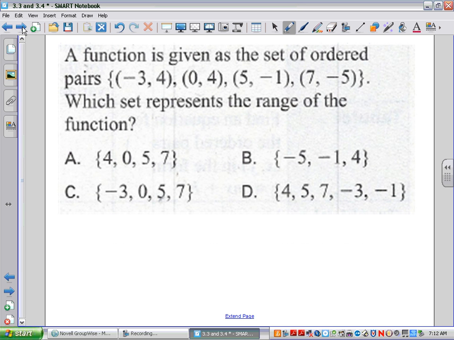Okay. Domain first. Now we're going to talk about range. This one says a function is given as a set of ordered pairs, (-3, 4), (0, 4), (5, -1), (7, -5). Which set represents the range?